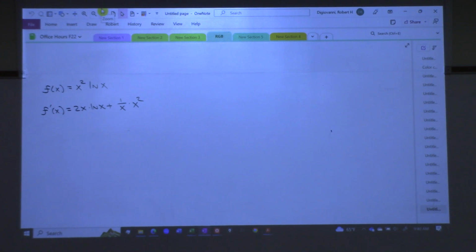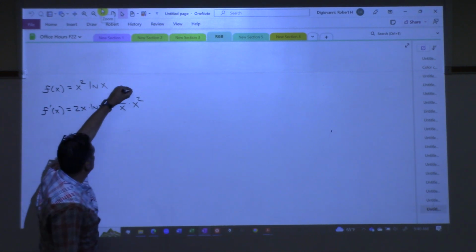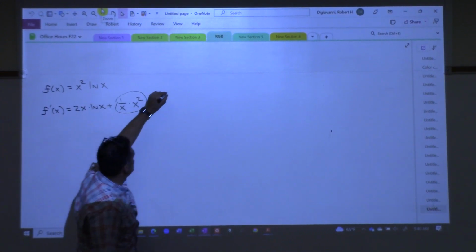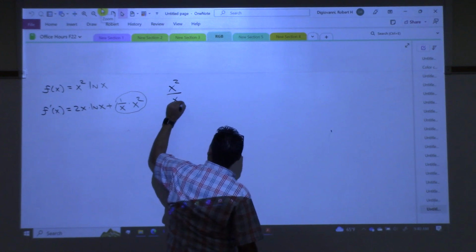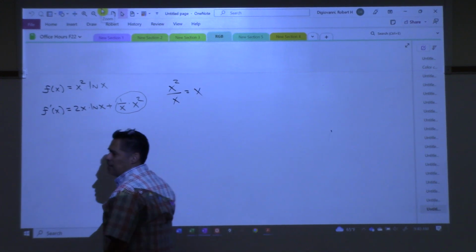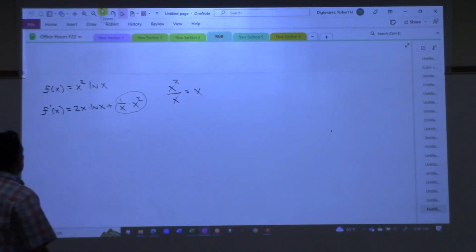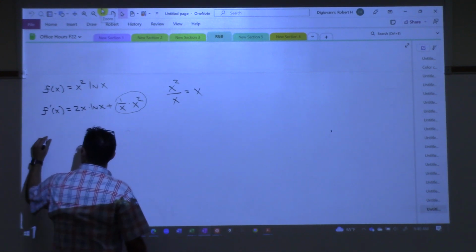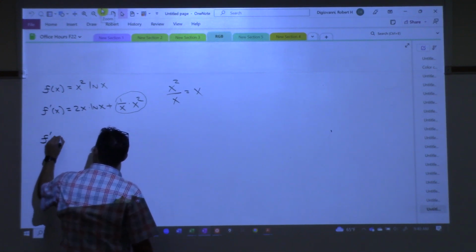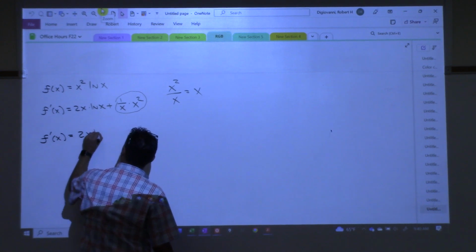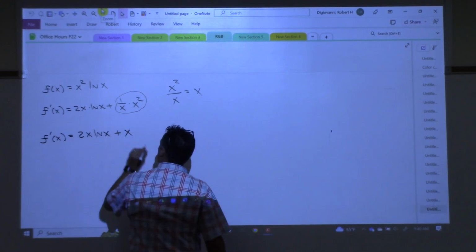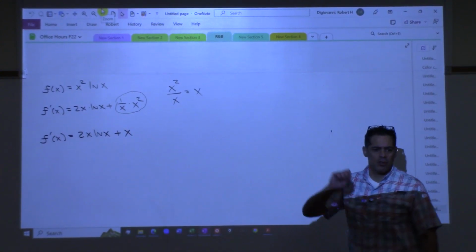All right, so there's our derivative, right? Now let's clean this up because there's a little bit of cleaning up we can do. This right here, that's the same as x squared over x. And so you can just cancel out one of the x's and that's just x. So my derivative is 2x natural log x plus x. Okay, there's my first derivative.